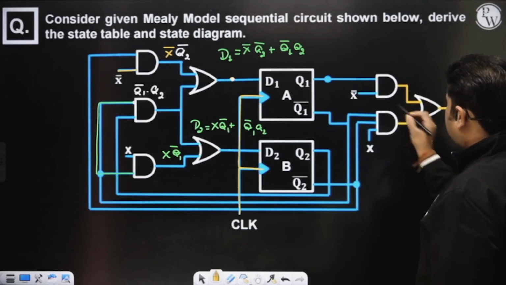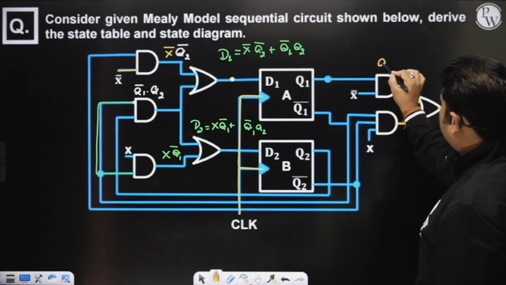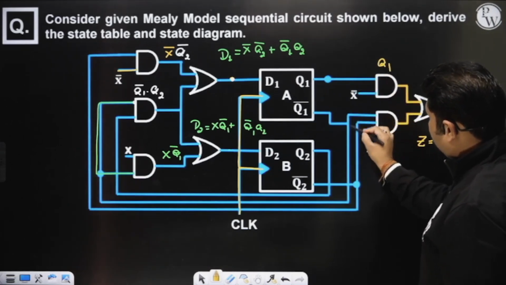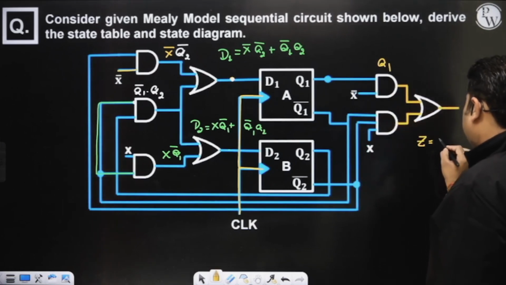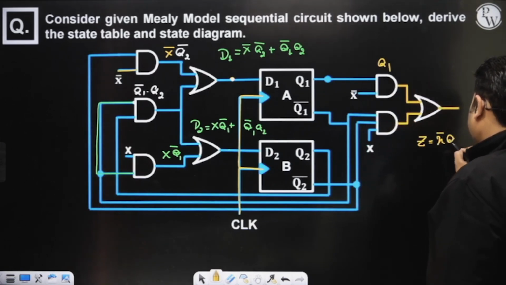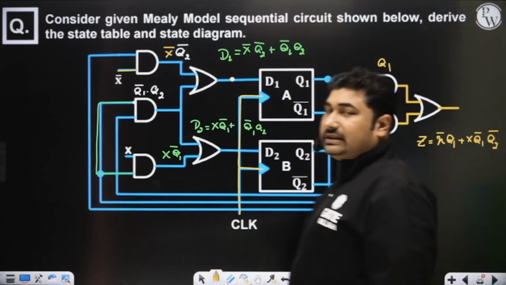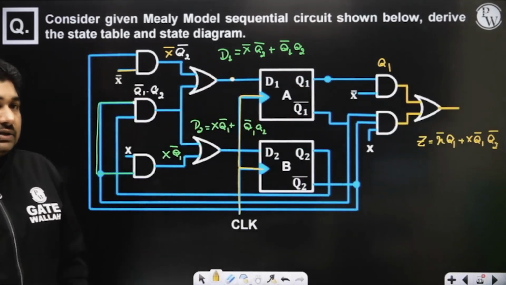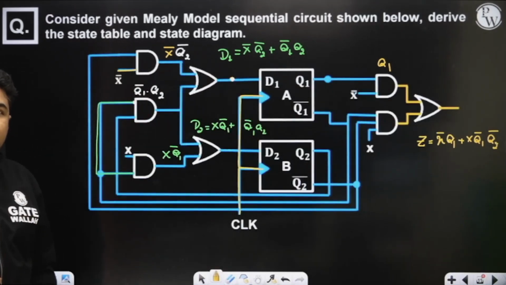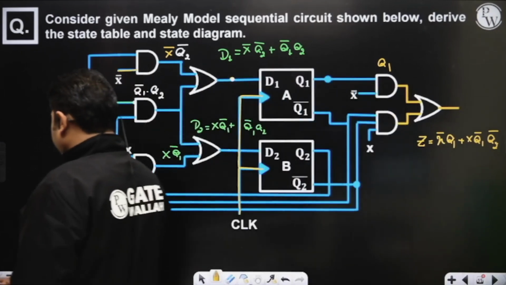Sir, Z will be equal to x Q1. Yes, sir. And what about this one? Q1 complement Q2 complement. So x complement Q1 plus x Q1 complement Q2 complement. So in that way we can analyze the inputs to the different flip-flops. Is it okay? So in that way we can easily find out the outputs.